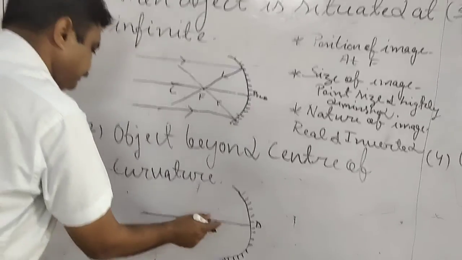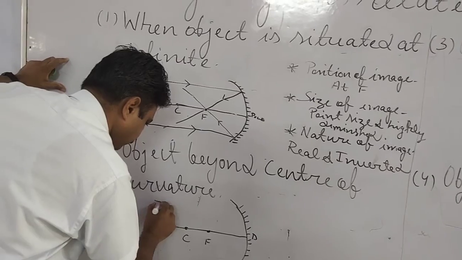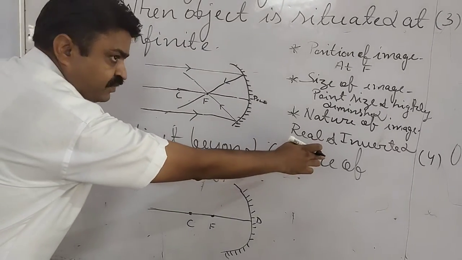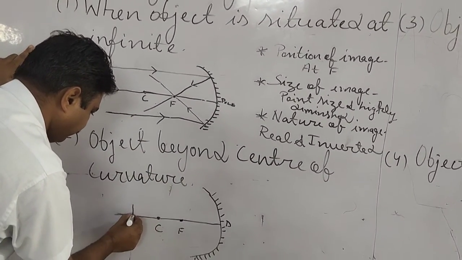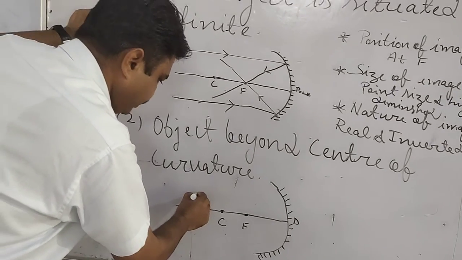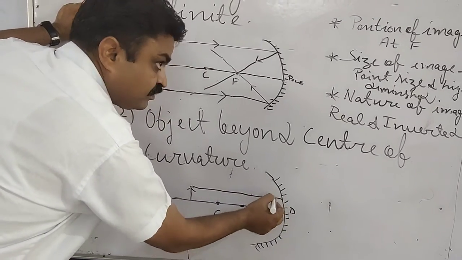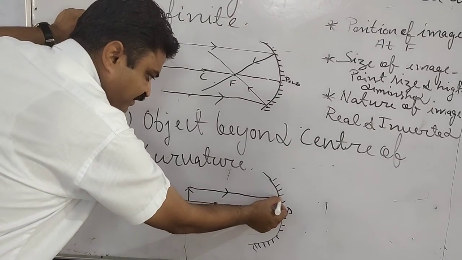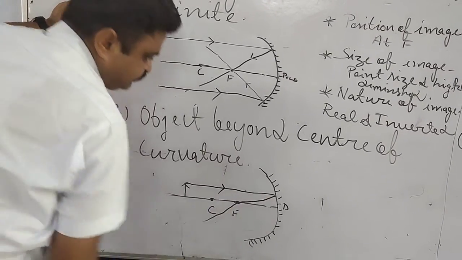Now what we will do? In this, the object is situated beyond the center of curvature. Beyond means it is far from the center of curvature. Here the object is situated. Now what will you do? You will draw the incident ray parallel to the principal axis. This you will draw. After that it will be reflected at the principal focus. Here it will be reflected.